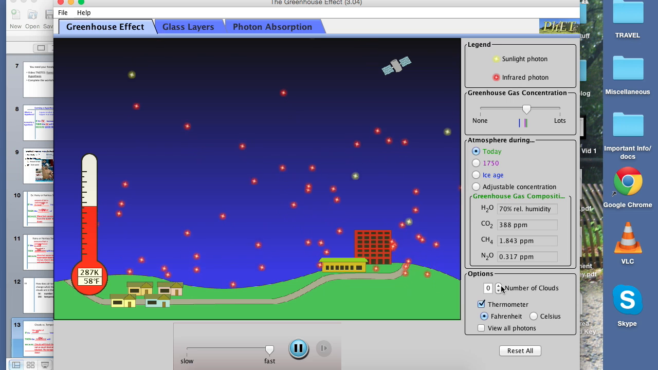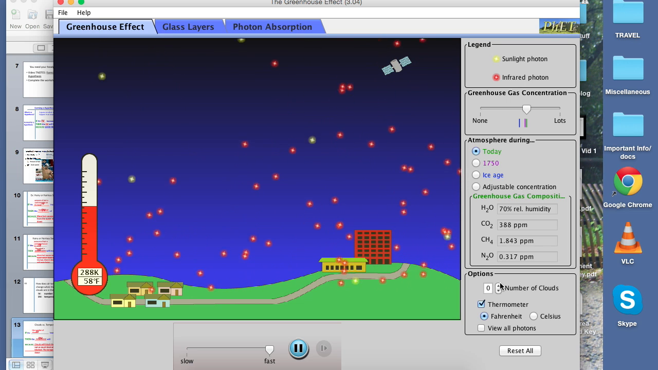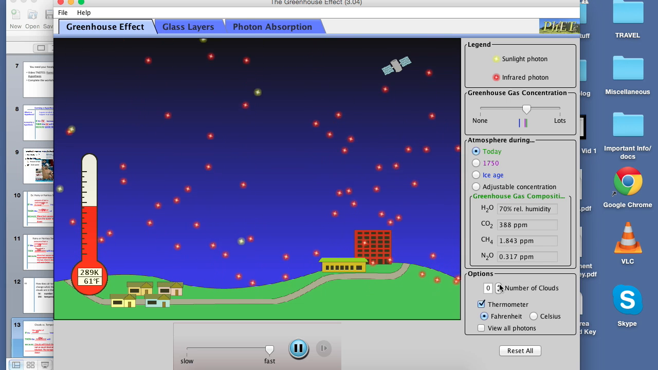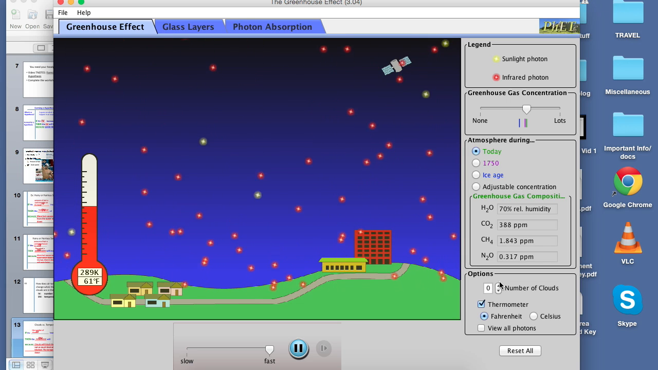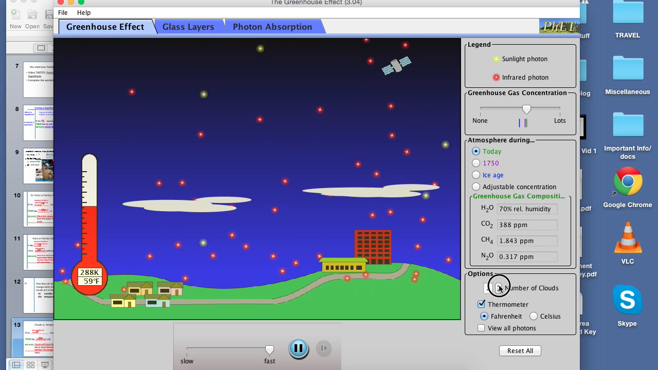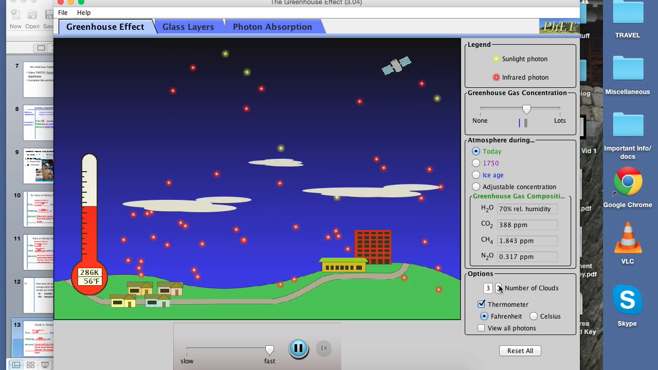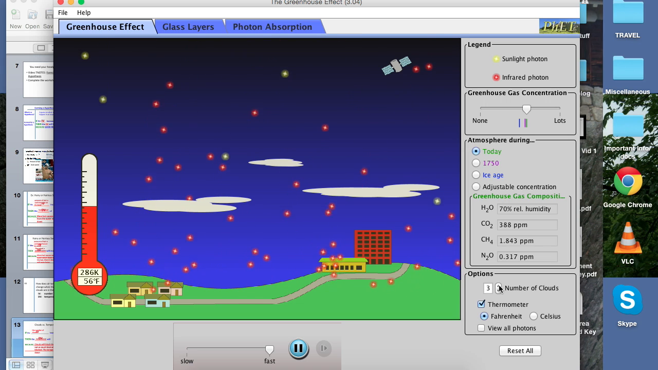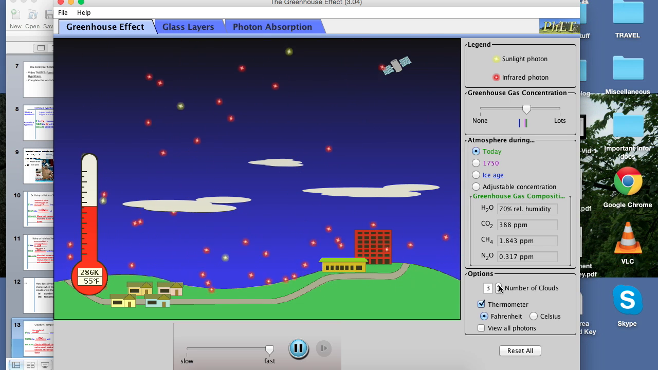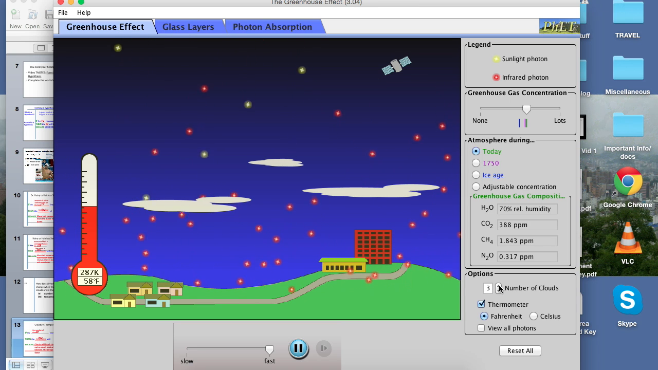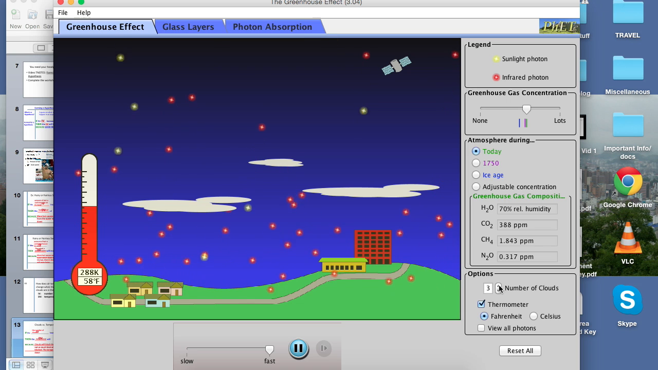So we're going to be increasing the number of clouds, and we're going to wait to see what happens over time. This might take a little while, and then we'll see whether or not I can fast forward this part. But let's go ahead and add the clouds and take a look at what happens to the temperature. So we started around 58, 59, 60, and as you can see, it's already starting to go down. It fluctuates. So let's go ahead and see what happens.